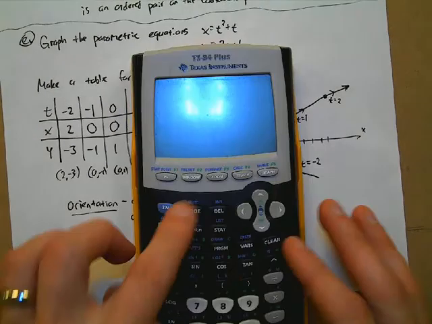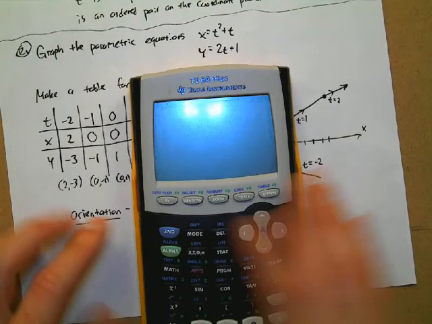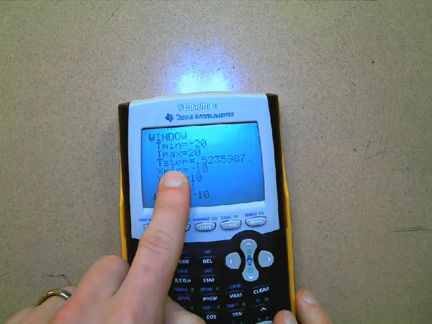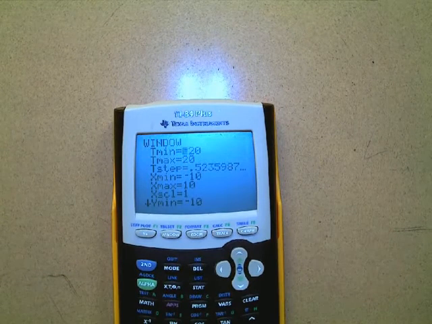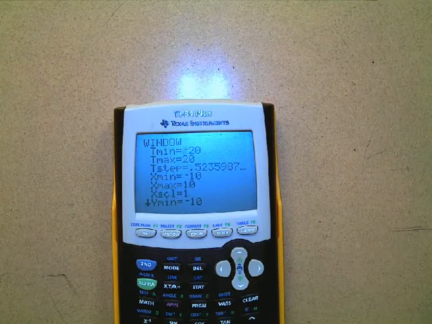Mr. Rizler, yes. In the window, what's T-step? So T-step is, in my understanding of it, kind of like the resolution for your graph. It's the number of calculations that your calculator will do from negative 20, for example, to 20. Let me go back to negative 2 to 2, and instead of having it take a step of 1. Well, you saw what 1 looked like.